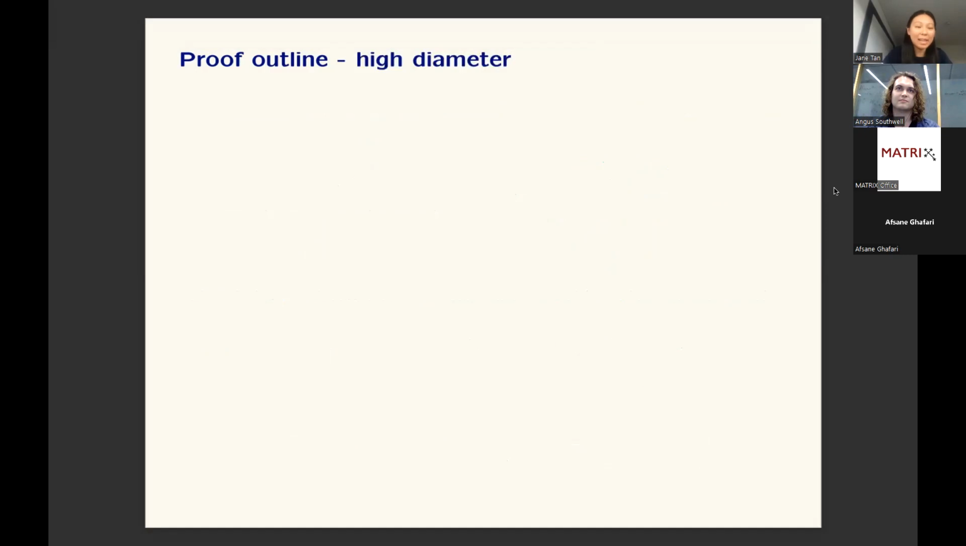And very quickly for high diameter. So here we need to do something different. And what we're exploiting is that if we have a tree and delete any edge, that gives us two components. We call them R and S here. And they're kind of bridged by the single edge.